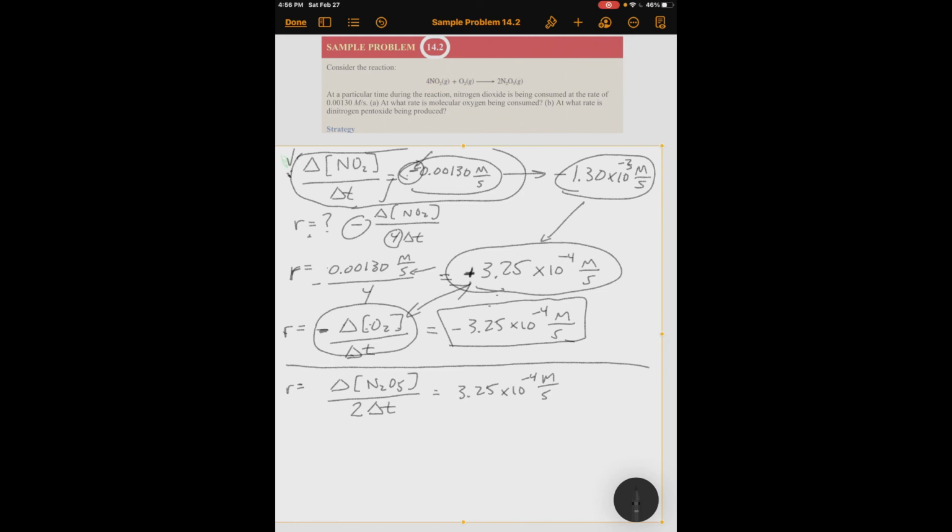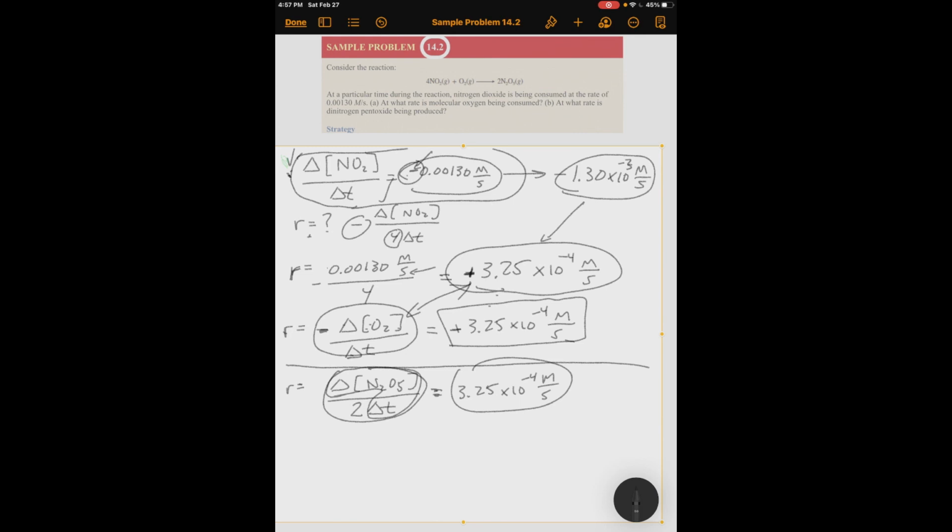Now, we know what the rate is. The rate here is 3.25 times 10 to the minus 4 molarity per second. So how do we find the change in concentration of N2O5? Well, we just use a little algebra. If this ratio right here is equal to this number right here, and we just want to find the change in concentration over the change in time, we just want that part of it. What do you do?